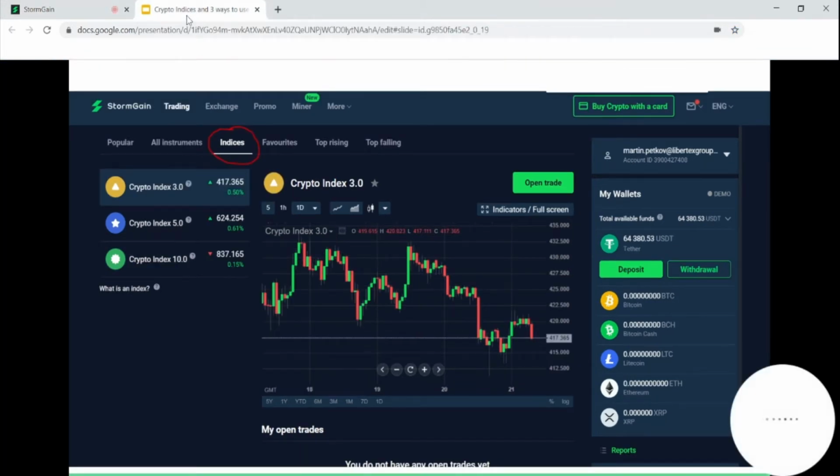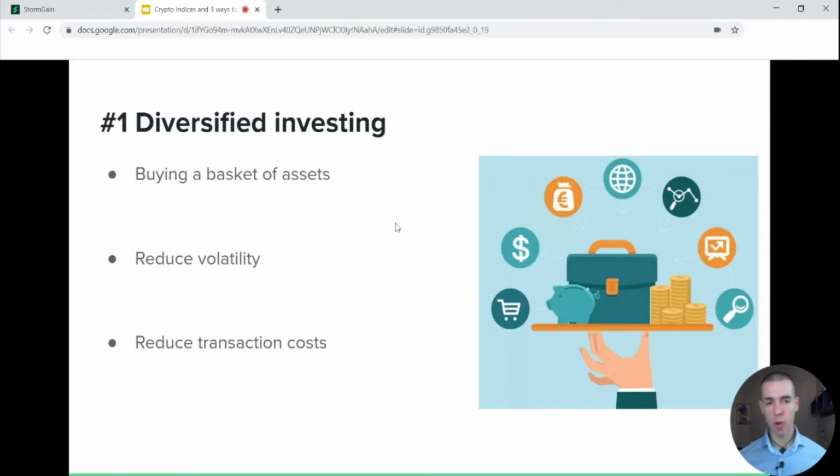But now let's briefly discuss what are the ways that you can use them and how you can make the most of them while you trade. First of all, indices very obviously allow you diversified investing. Essentially, with a single trade, you're buying a basket of the underlying assets. That way, you're reducing the volatility and you're reducing the transaction costs, because instead of buying 3 assets with 3 transactions, you're only doing 1 transaction to buy all the underlying assets.